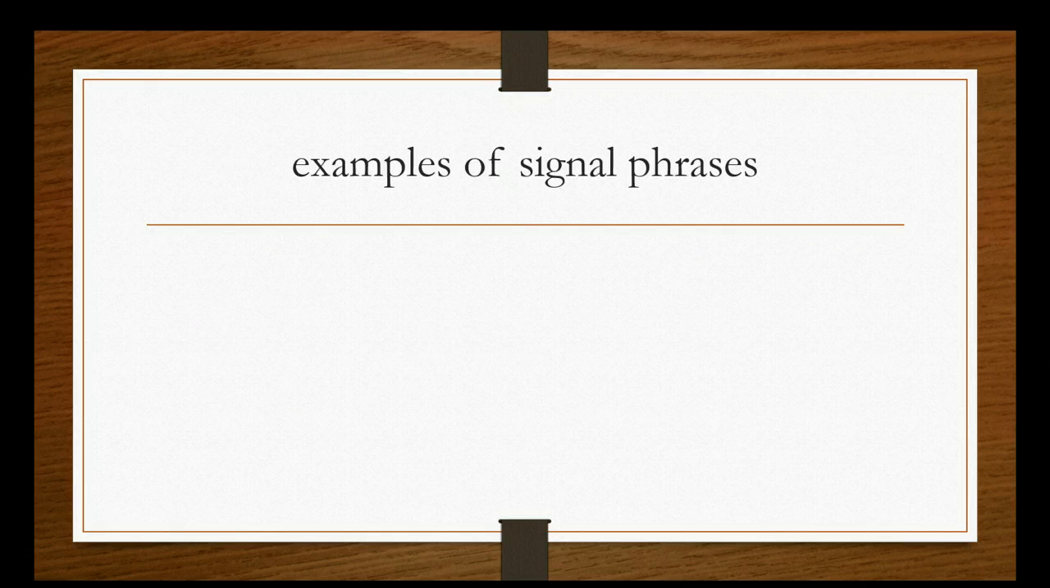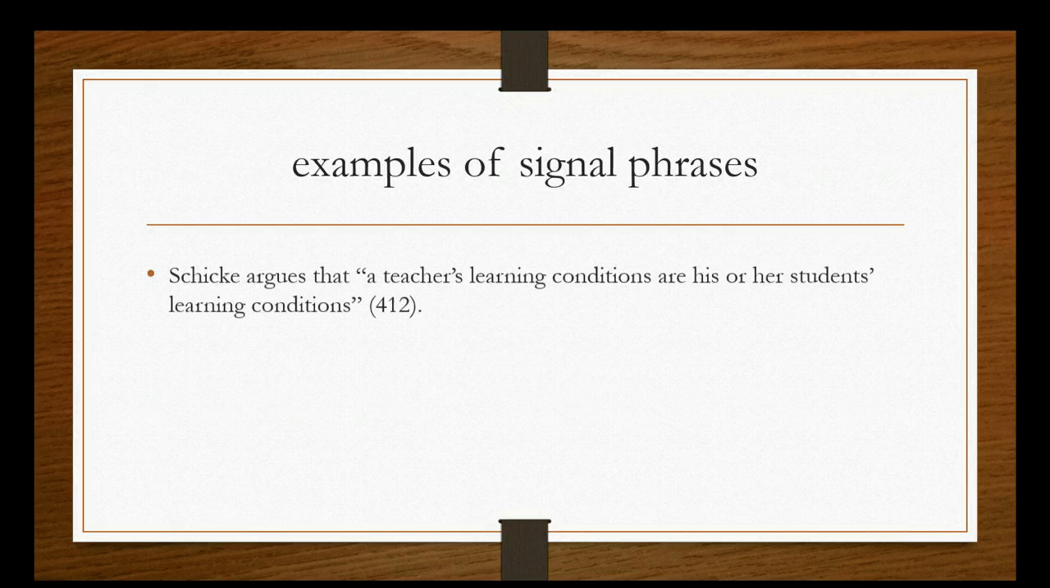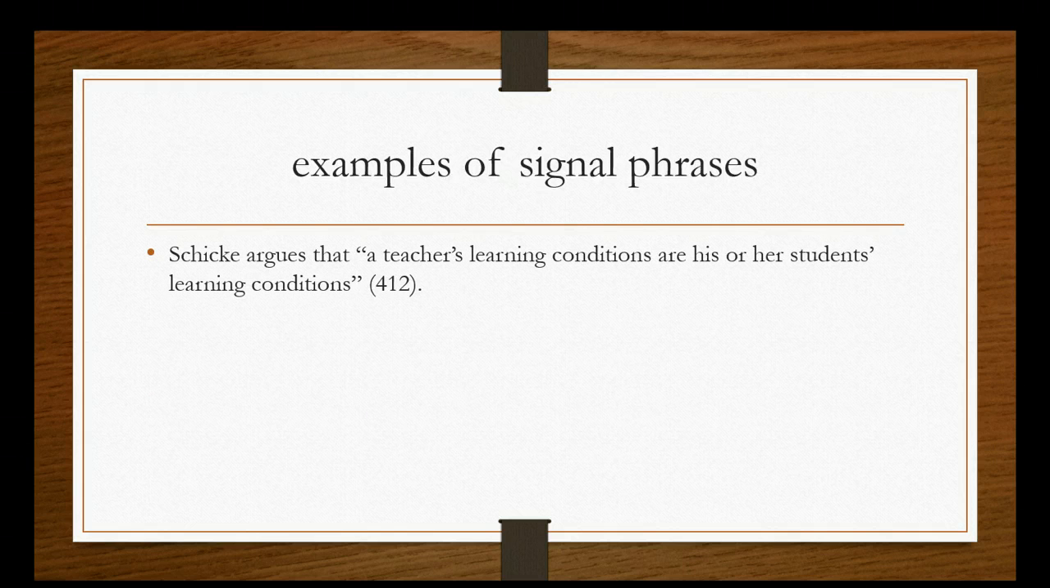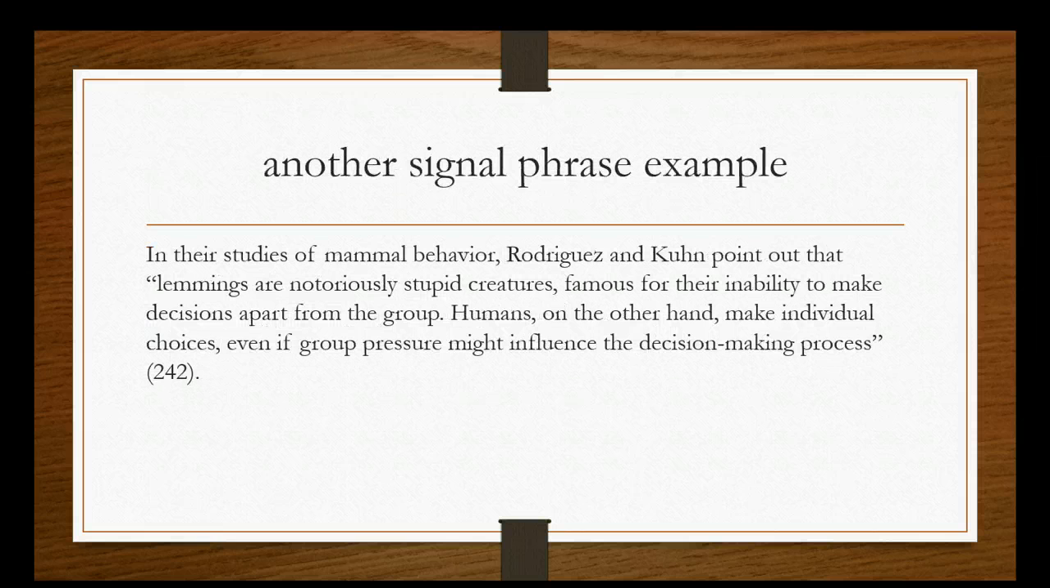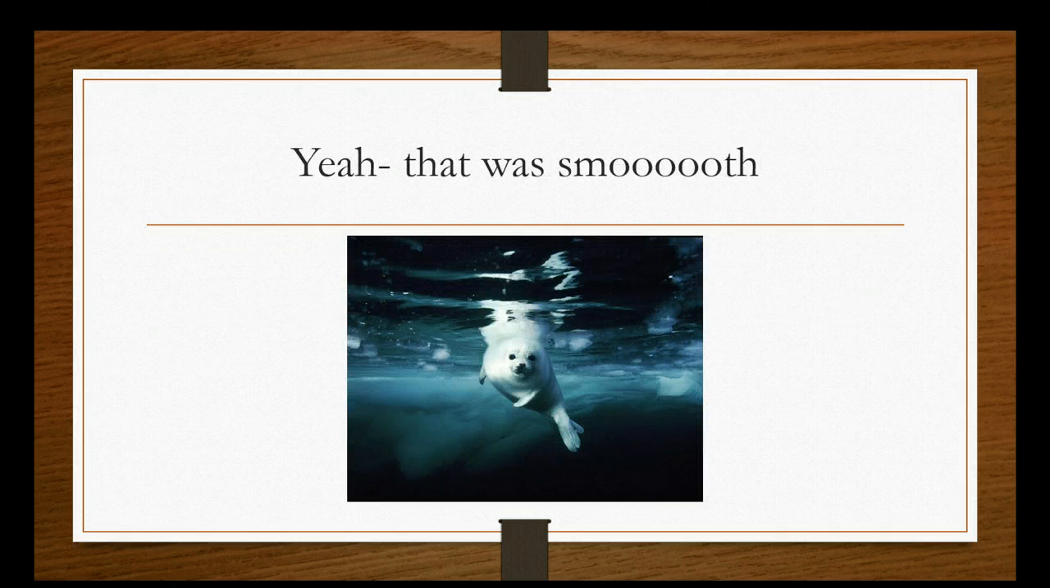Examples of signal phrases. They look like this. Schicke argues that. That is a signal phrase. Cop says that. That's another signal phrase. It's the author's name plus a verb. Here's another signal phrase example. In their studies of male behavior, Rodriguez and Kuhn point out that, and then here comes the quote. See? That was smooth.